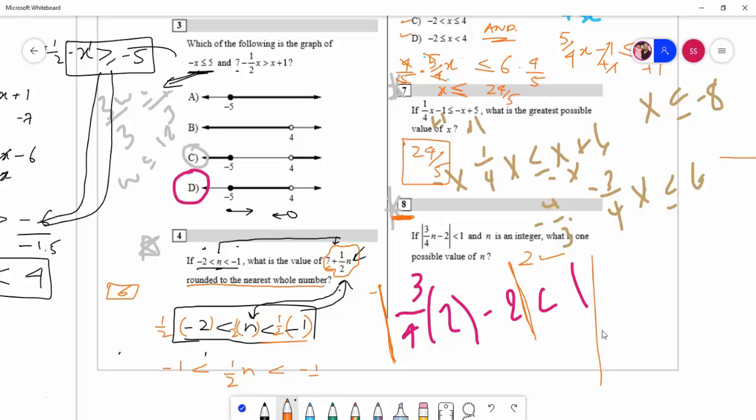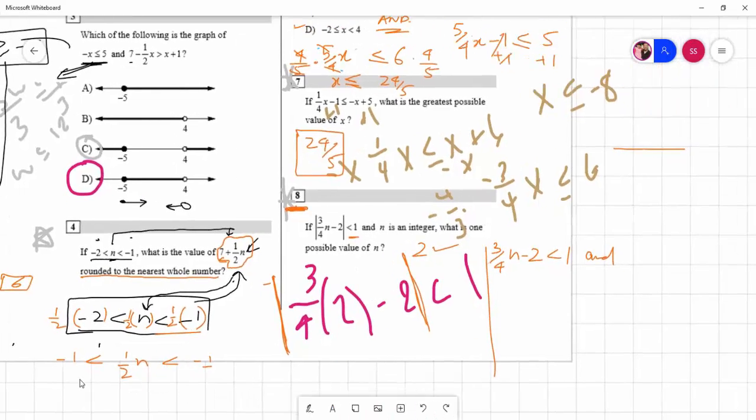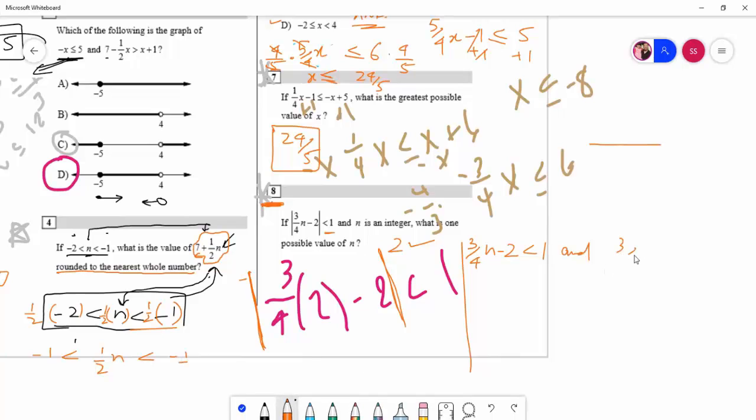But we should also be able to do it if you're not able to plug in the answers and you're stuck. So you should be able to decode this absolute value inequality. And I told you, if you're having less than or equal to absolute value inequality, then what you will do is you will write one inequality as 3 over 4n minus 2 is less than 1. And always there'll be and here. And 3 over 4n minus 2 is greater than negative 1 for this absolute value. So it will be like this. And then we can solve it, adding 2 to both sides.